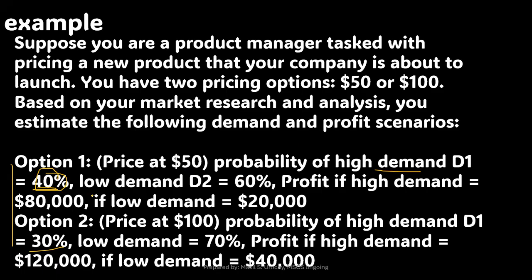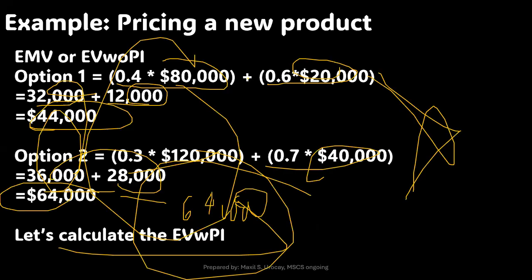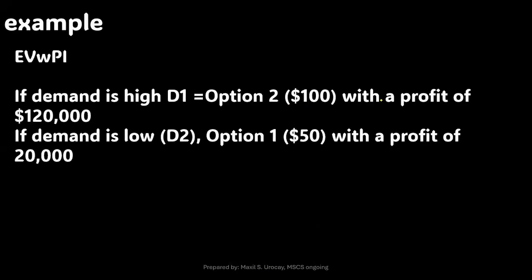Now, what about if high demand for the profit? Is it 80,000 or is it 120,000? So we can definitely get the 120,000. So you can actually see here that it is 120,000.